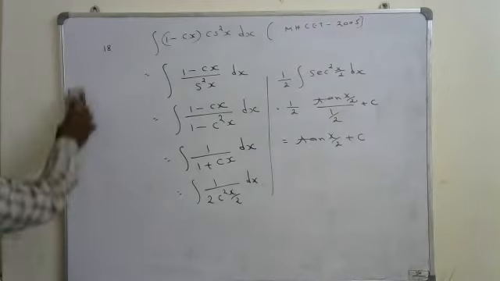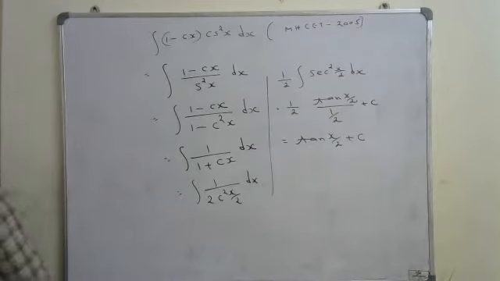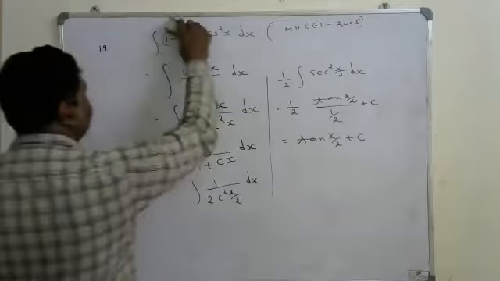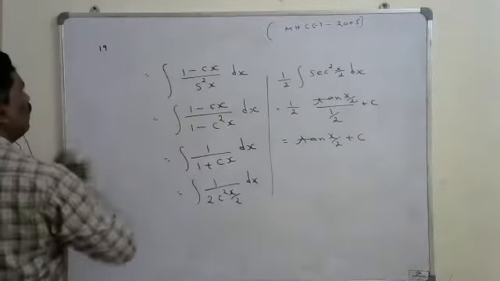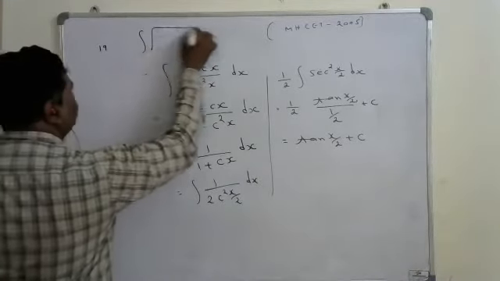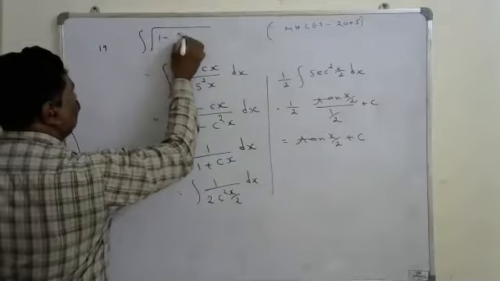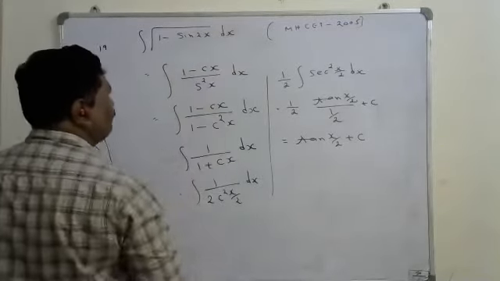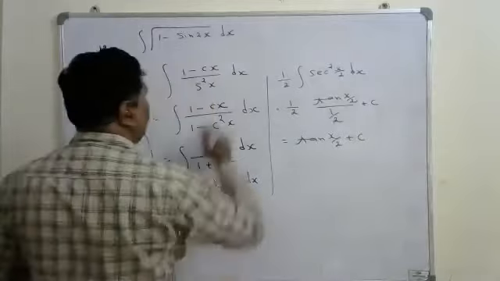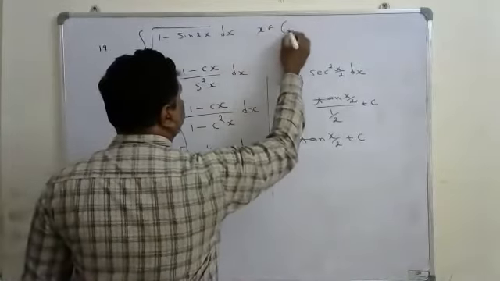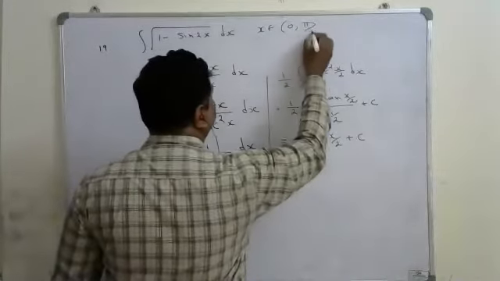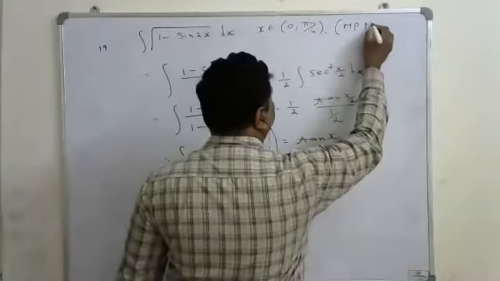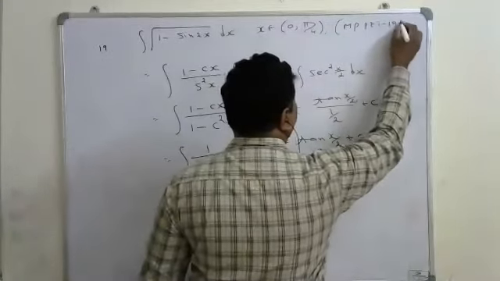Yes, look at the next problem. 19, which is integral under root 1 minus sin 2x dx, when x lies between 0 to pi by 4. This is given in the MPPET 1989.